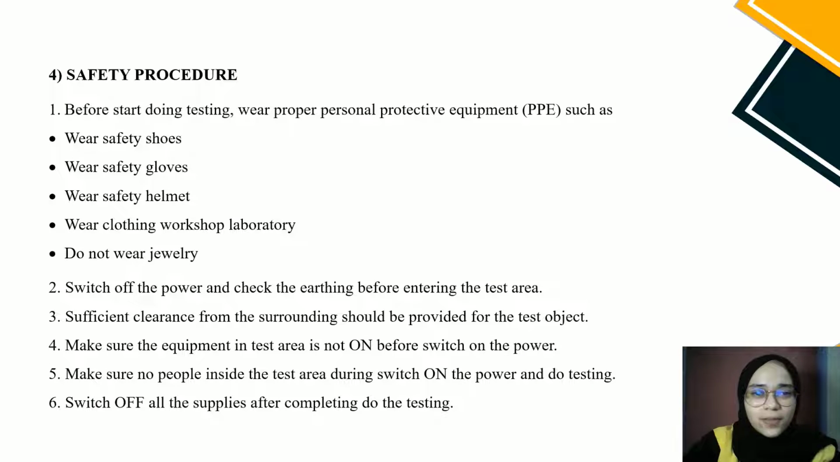And this is the safety procedure that we need to follow. Firstly, before starting the testing, we need to wear proper personal protective equipment. Then switch off the power and check the earthing before entering the test area. Then sufficient clearance from the surroundings should be provided for the test object. Make sure the equipment in the test area is not on before we switch on the power. Then we need to make sure there are no people inside the test area when switching on the power and doing the testing. Lastly, switch off all the supply after completing the testing.